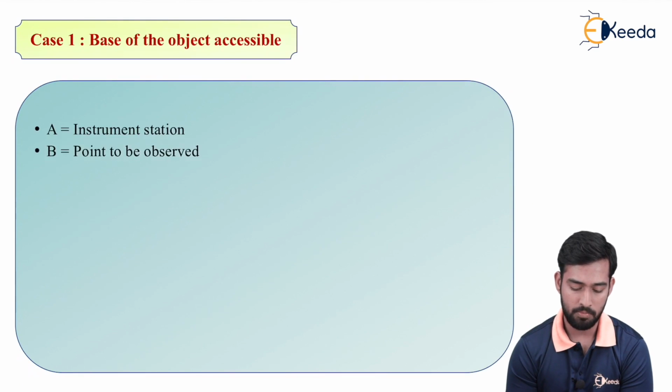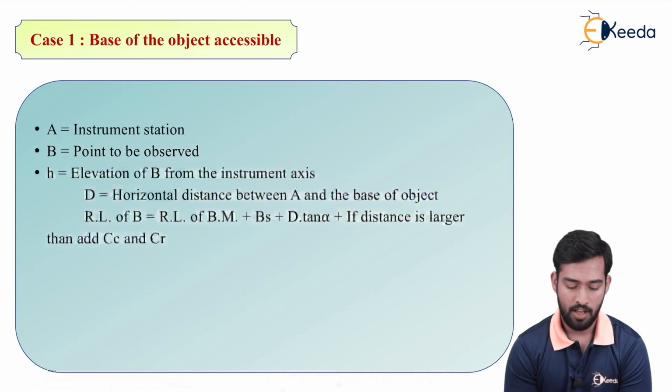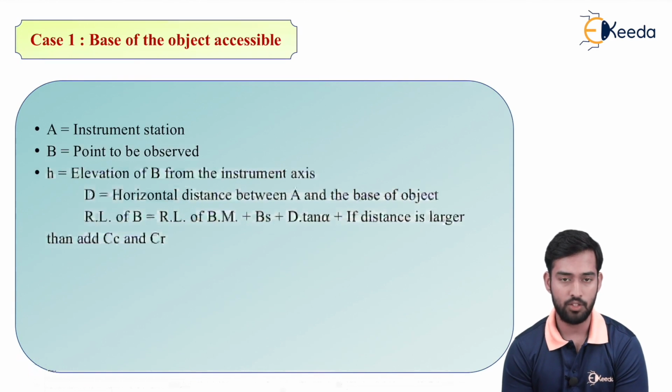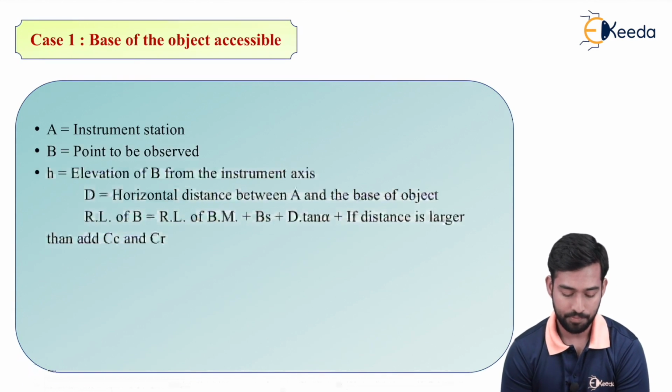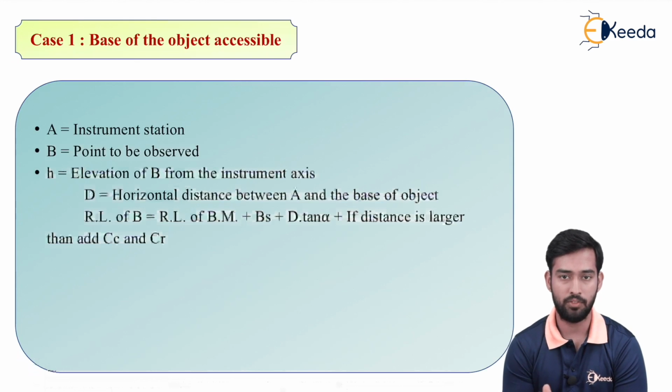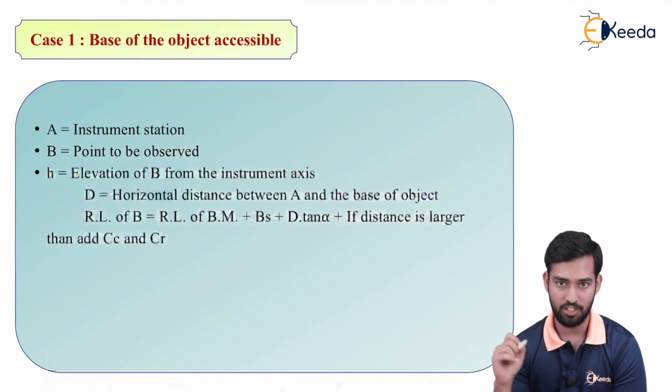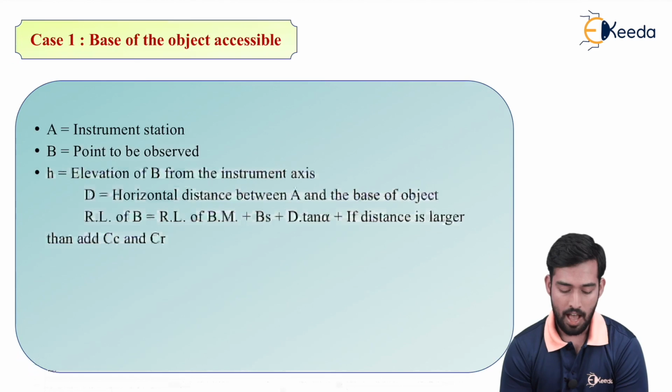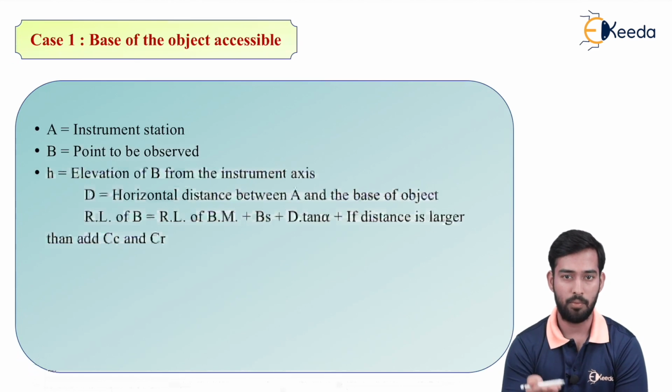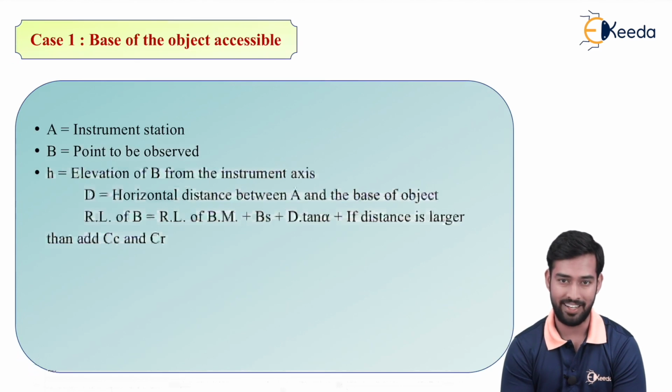A is the instrument station, B is the point observed, H is the elevation of B from the instrument axis, as we already discussed. D is your horizontal distance between A and the base of the object. D is the horizontal distance which is accessible. Now we have to find out RL of B. The main objective is to find RL of point B. So RL of B will be equal to what? RL of benchmark, already known. As we know, benchmark is the point of known RL.